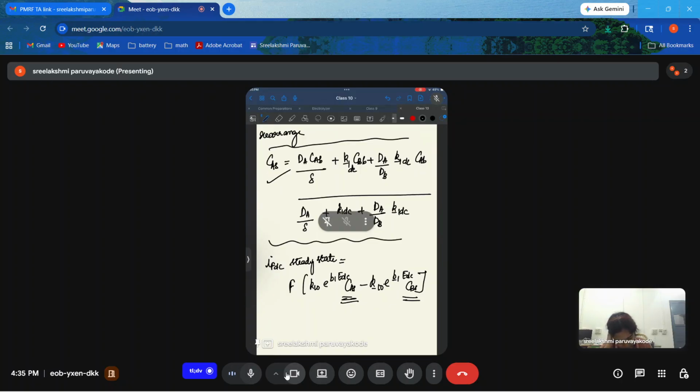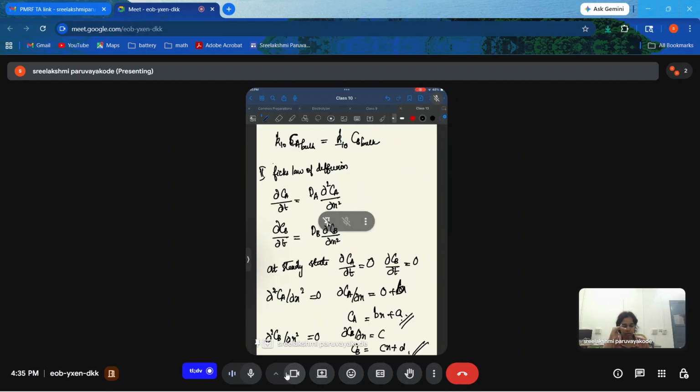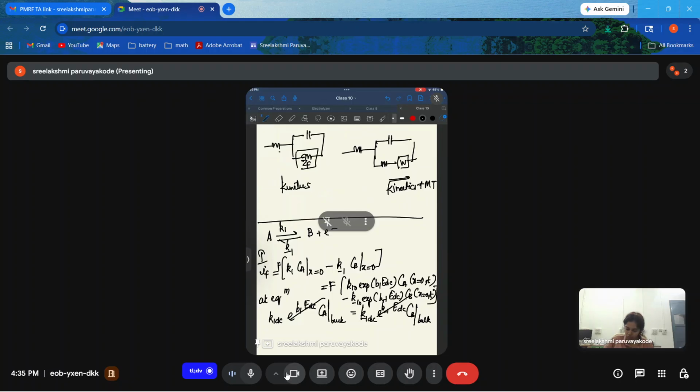And in case k1 dc is equal to k−1 dc, the forward and the backward reactions are the same. In that case, for the problems, you can use Ca bulk equal to Cb bulk because the forward and backward reactions are equal. Cas becomes equal to Cab, Cbs becomes equal to Cbb. So it becomes equal to the bulk concentration. So based on this, when it's a steady state and you have a simple mass transfer limited case, this is how you have to solve it.